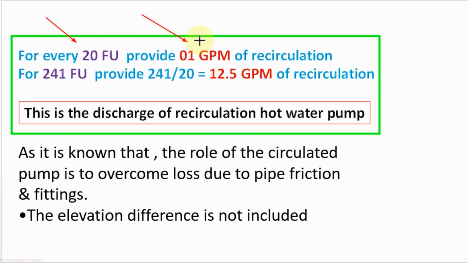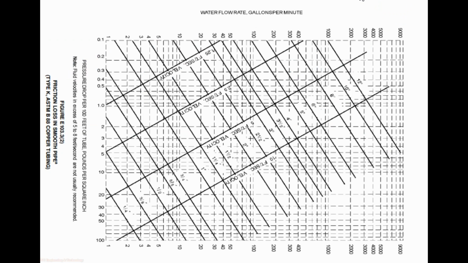As we know, for every 20 hot water fixture units, we need to provide 1 GPM of hot water recirculation. So for 241 hot water fixture units, we need to provide 241 divided by 20 equal to 12.5 GPM recirculation of hot water. So 12.5 GPM is the discharge of the hot water recirculation pump. Now we'll select the pipe size and pressure drop in this pipe. Our GPM value is 12.5.